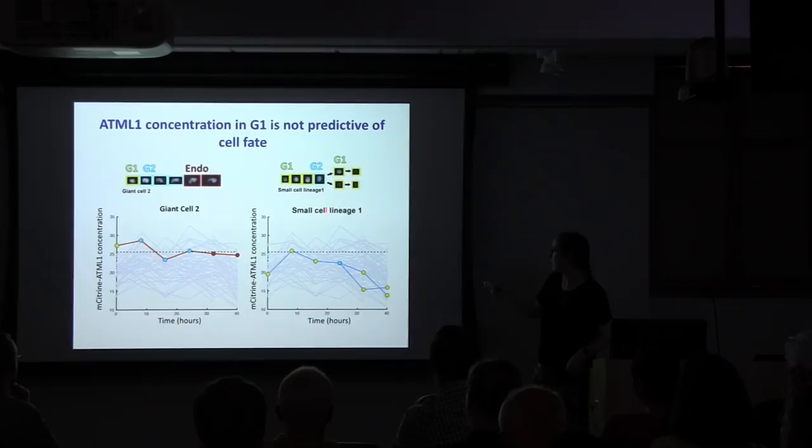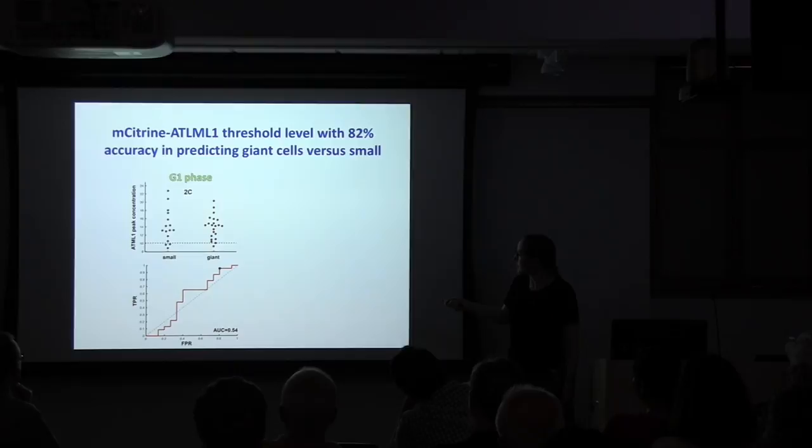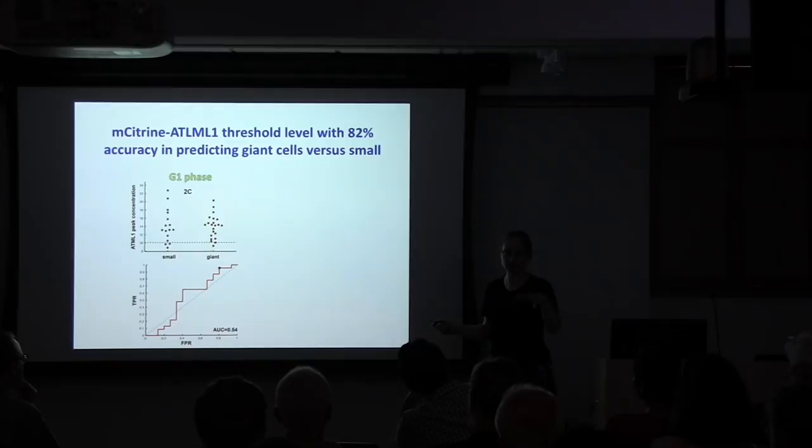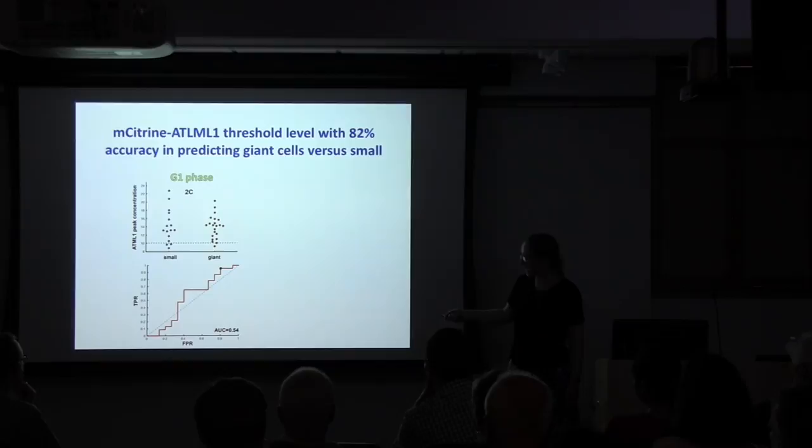So we wanted to quantify this using receiver operator characteristic and find the threshold this way. If we look at all the cells in G1 and we take the peak ATML1 concentration before it makes a decision, we can plot it here, and you see we've got fairly overlapping distributions. If we look at the true positives versus the false positives, it basically follows the random line, and we get a 54% predictivity, which basically means we have no predictivity here, so not predictive in G1.